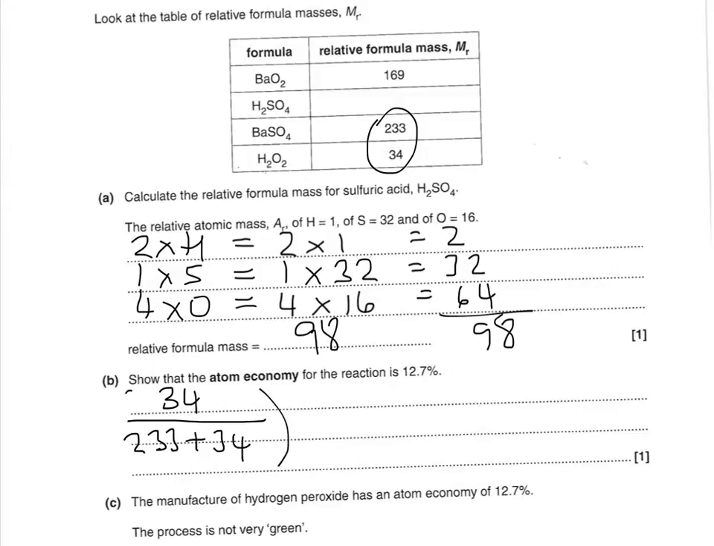And then remember, an atom economy is a percentage, so you times that by 100, and that will give you 12.7. The fact it says show it's 12.7 means that you can do that calculation. If it's not 12.7, then you know you've gone wrong.